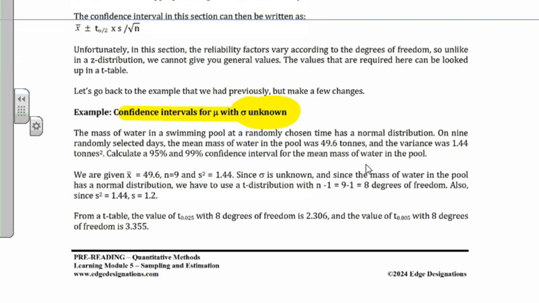I've used exactly the same example: the mass of water in a swimming pool, 9 randomly selected days. The mean was that, the variance is that. That's the variance that I've calculated, but I didn't know the variance for the whole population. And it says go 95, 99. Exactly the same question as we saw before. The only difference in this question is that we don't know the variance.